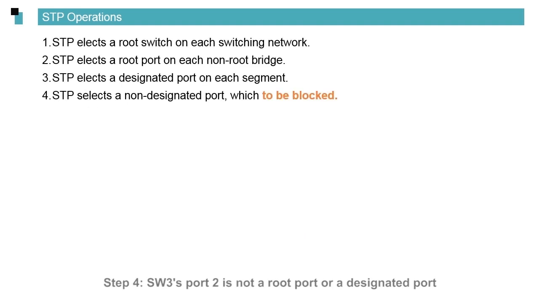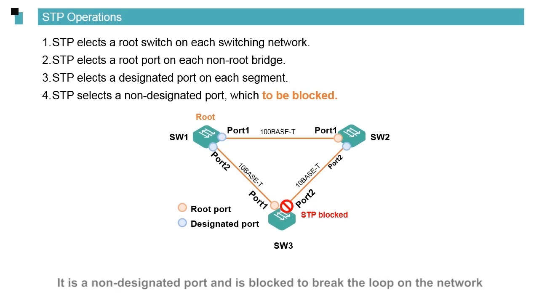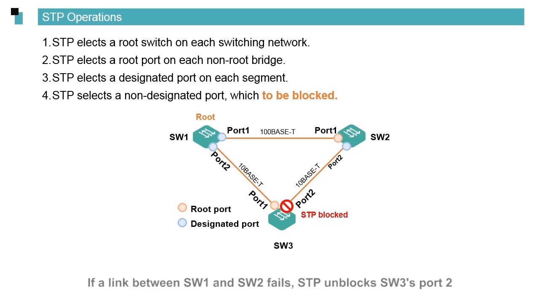Step 4. SW3's port 2 is not a root port or a designated port. It is a non-designated port and is blocked to break the loop on the network. If the link between SW1 and SW2 fails, STP unblocks SW3's port 2.